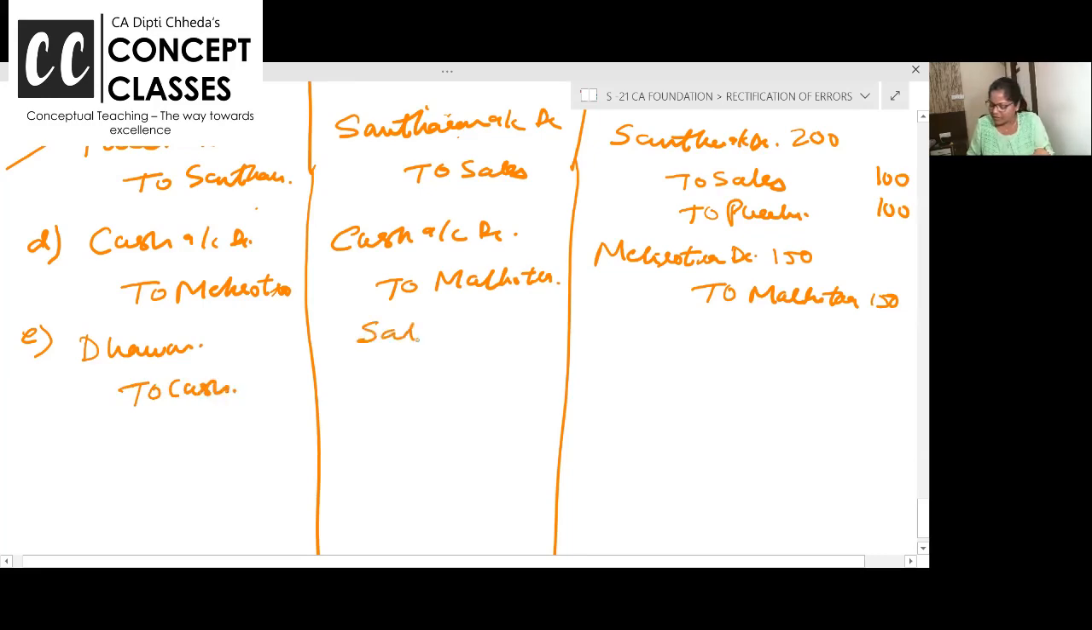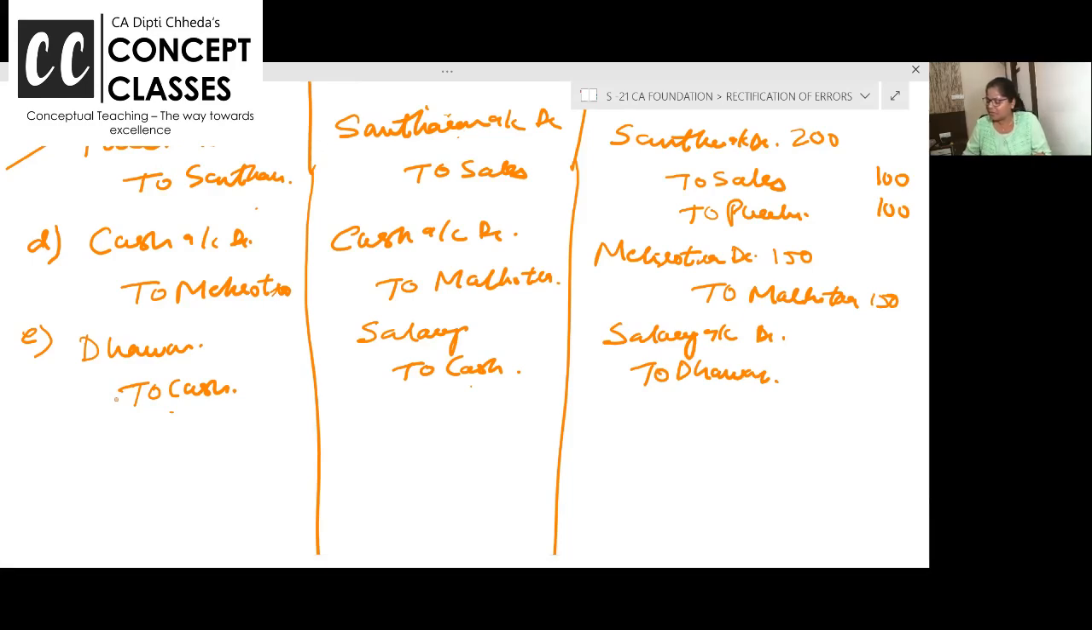Actually, what they should have done? Salary to cash. When you have paid salary to your employee, you don't write employee's name. It's your expense. So salary account to be debited, not debited, now debit. Cash is to be credited and it's correctly credited. Dhawan's ledger is wrongly debited. If you debit to Dhawan, how you are going to book expenses for salary? So Dhawan's account wrongly debited, to nullify that, credit. 375.